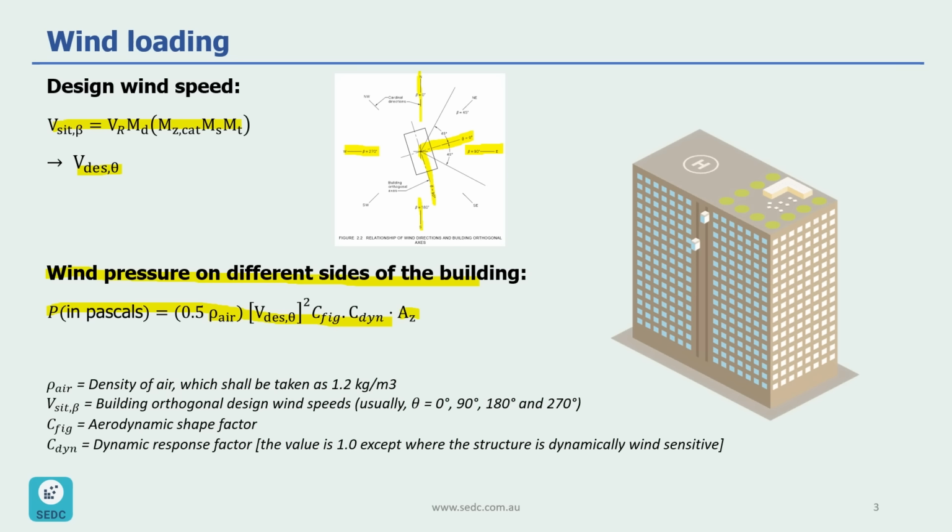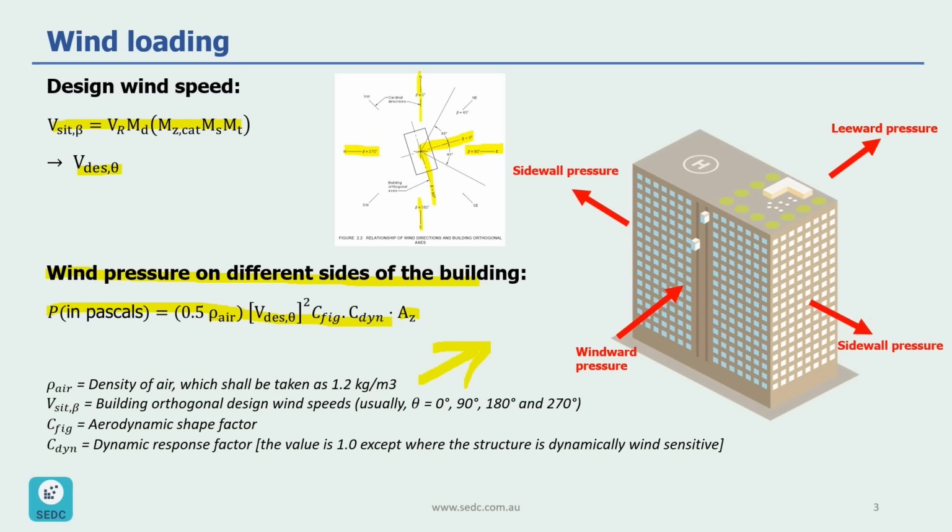So what we need to do in here is to calculate this wind pressure on different sides of this building. For example, if the wind is applied in this direction, then we have windward pressure applied on this side of the building. Then we have leeward pressure on the rear side of the building. And then we have sidewall pressures. And finally, we have roof pressure, which we need to calculate. Each one of these pressures has its own parameters and factors that we need to calculate.